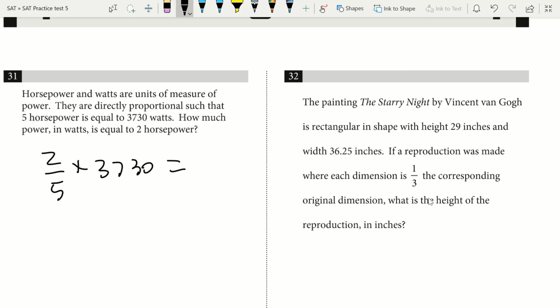All right, so we do that, we get 2/5, same as 0.4, times 3730, and we will get 1492. That'll be our answer. That's how many watts are in 2 horsepower.